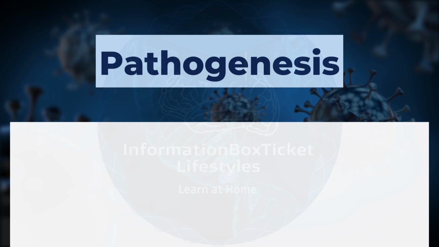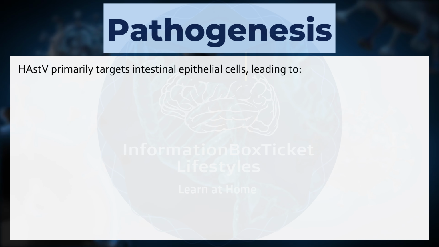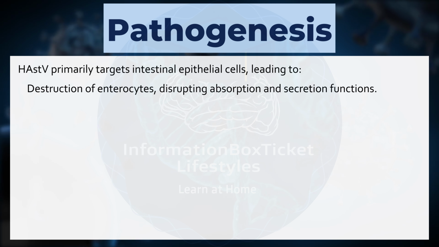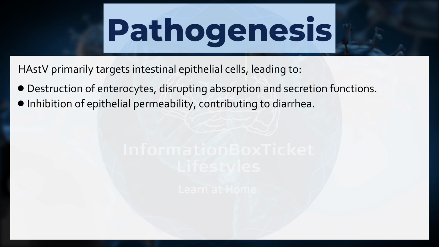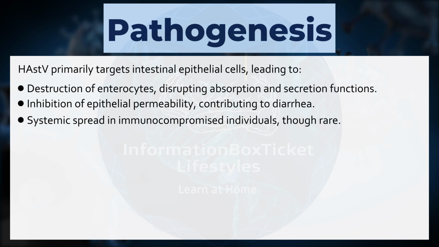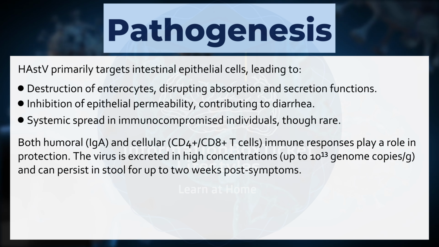Pathogenesis. Human astrovirus primarily targets intestinal epithelial cells, leading to destruction of enterocytes, disrupting absorption and secretion functions, and increasing epithelial permeability, contributing to diarrhea. Systemic spread in immunocompromised individuals is rare. Both humoral, IgA, and cellular, CD4 plus and CD8 plus T cell immune responses play a role in protection.